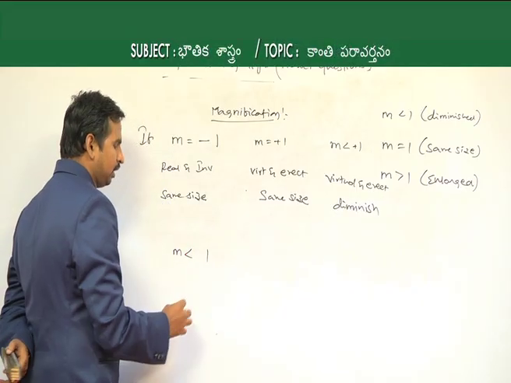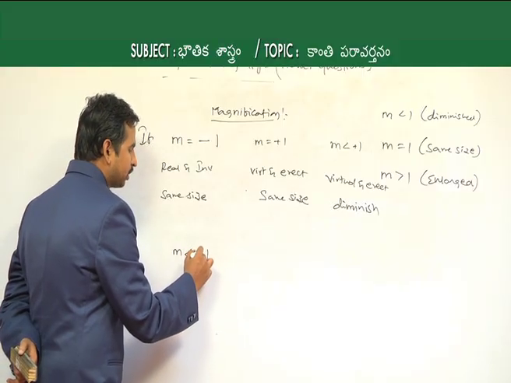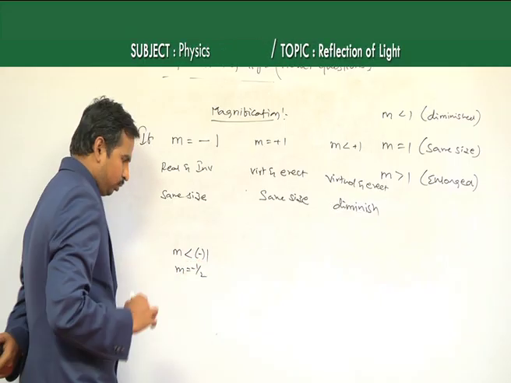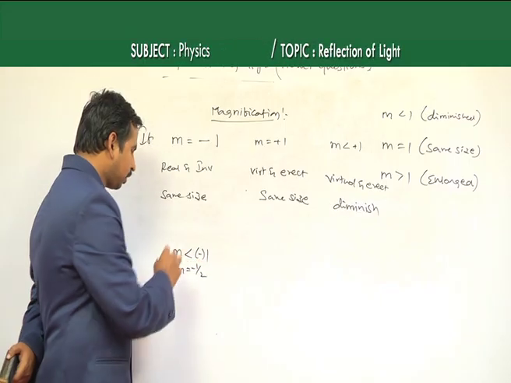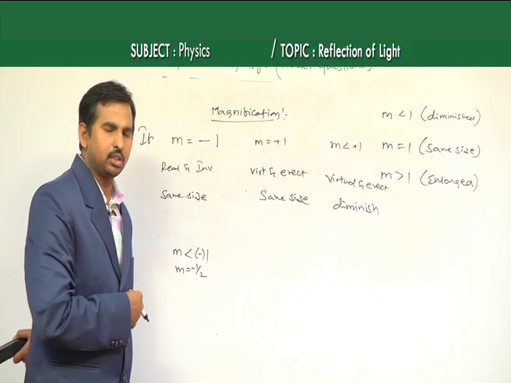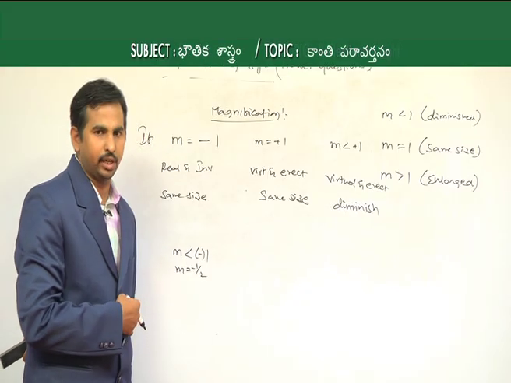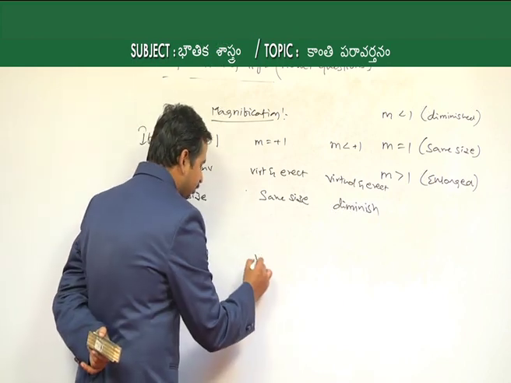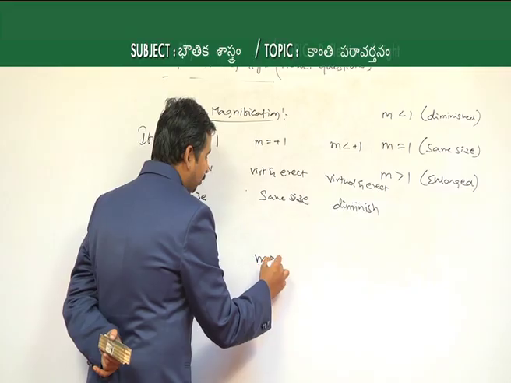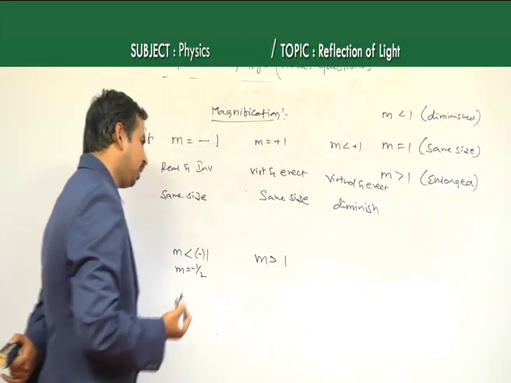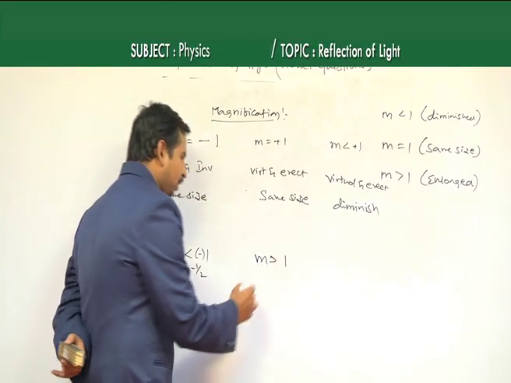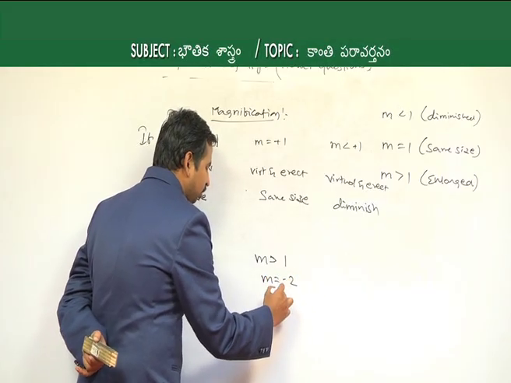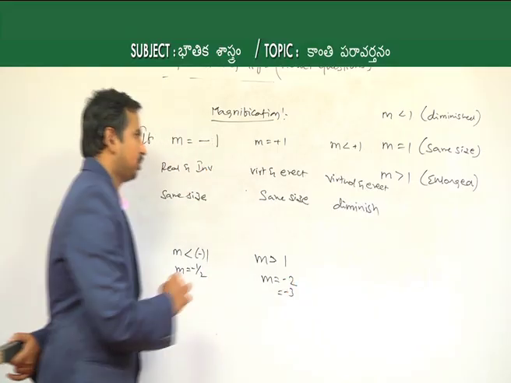Then suppose we have an m value less than 1 only, but negative values are coming there. Example, m is equal to minus 1 by 2. So m is actually less than 1, which is half, but the sign given is negative. Or in some cases we have an m value greater than 1 only, but with negative values, we get minus 2, minus 3 like this.